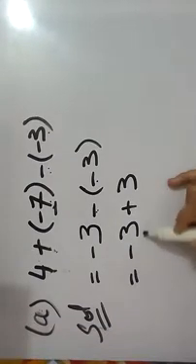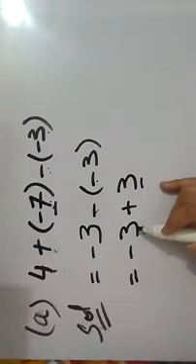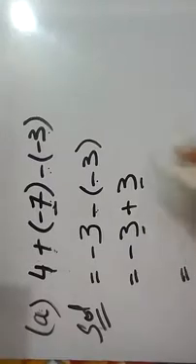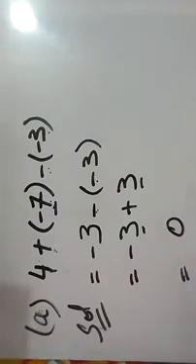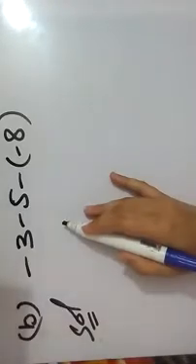Now both numbers are with different signs. When both numbers are with different signs, then we will subtract the numbers. So 3 minus 3 is equal to 0. 0 is neither positive nor negative, so we cannot write any sign with 0. The answer will be this. So our second part is here.